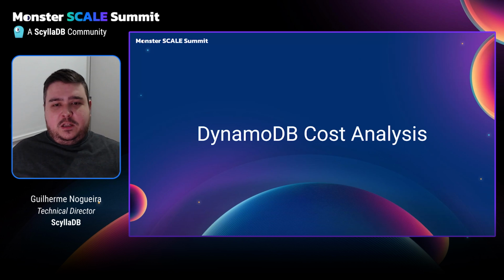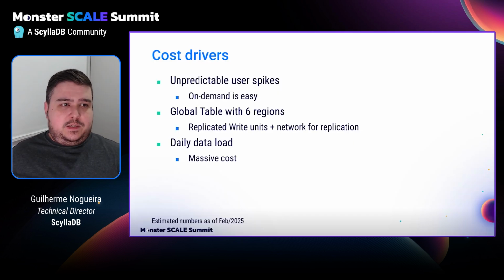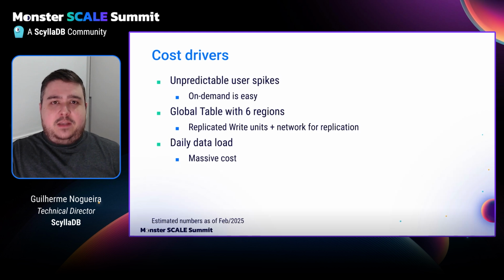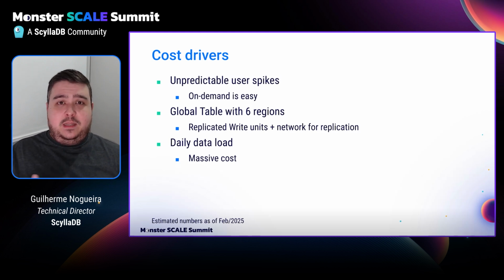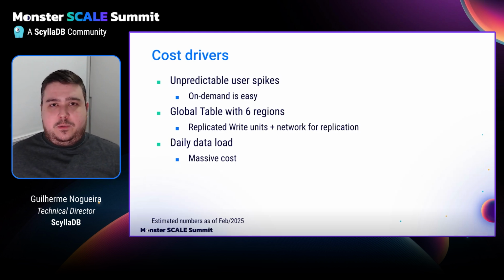So let's look at the cost analysis for the use case itself. We discussed the metrics, and now let's discuss the cost drivers. So the unpredictable spikes usually point to, okay, let's just use on demand because it's easier. It has a much higher throughput based on the deployment that we're looking at, 1 petabyte of data. And then that on-demand capacity is easier to get started, but can be very costly, especially when you're running at scale in this magnitude.